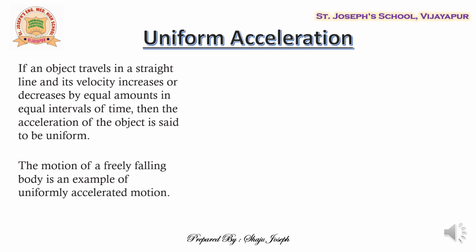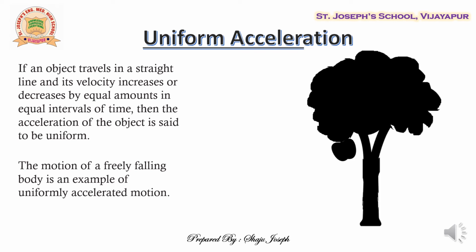See, for example, the motion of a freely falling body is called an example of uniformly accelerated motion. Let us consider a fruit falling from a tree. In that case, say acceleration due to gravity is 9.8 meter per second square. We will discuss that later in the chapter. But right now, I just wanted to give you a number just for imagination. That's why I told that number. Or let us try to understand it without the numbers also.